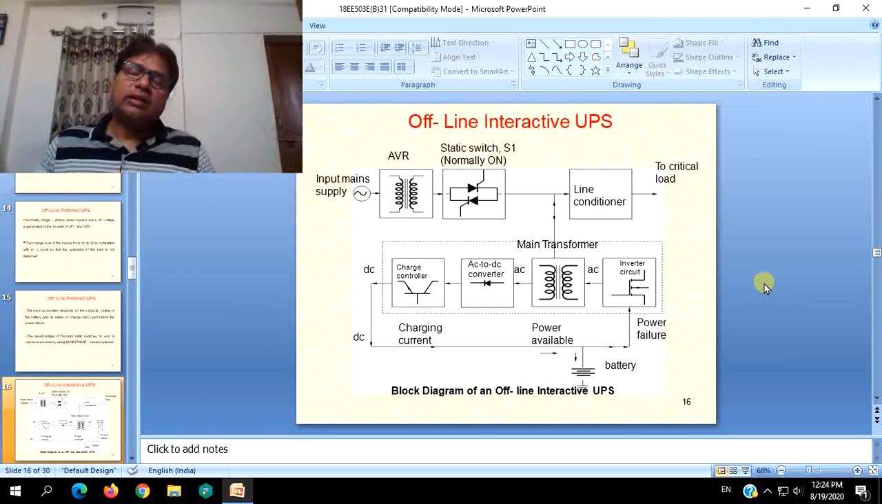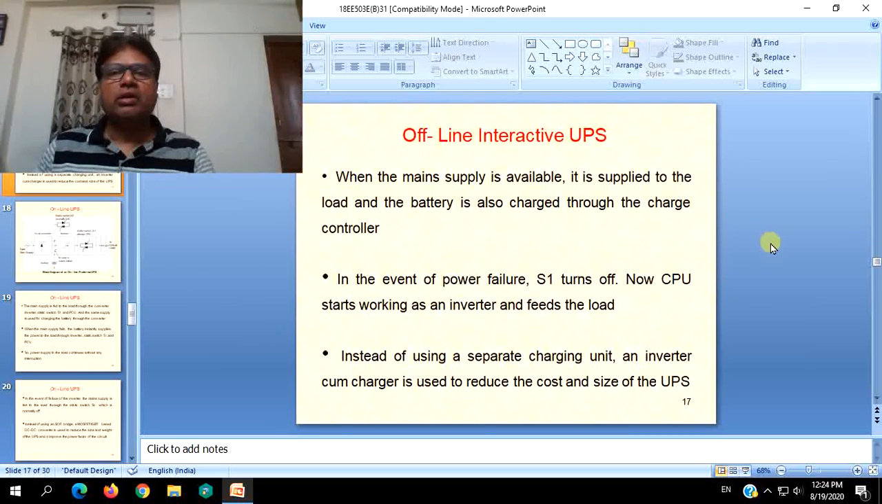So these three are the extra features when compared to the offline preferred UPS. For this purpose, its cost will be more, but efficiency will be more, and the shape of the output will be a better square wave, but it will be somewhat bigger in size. So these are the things which we have discussed.